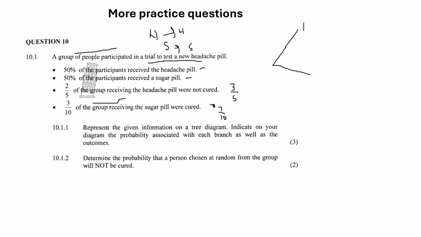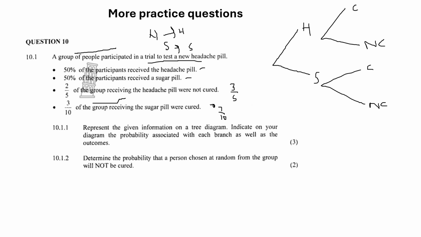So here I'm going to have a first part of the branch for headache, second one for sugar. Then remember, we know that the people who were using headache pills were either cured or not cured. So for headache, we're either cured, which I'm going to use C, or not cured, which I'm going to use NC. Same thing applies for the ones who use sugar. They were either cured or not cured. So these will be the two different events that were given in the statement.